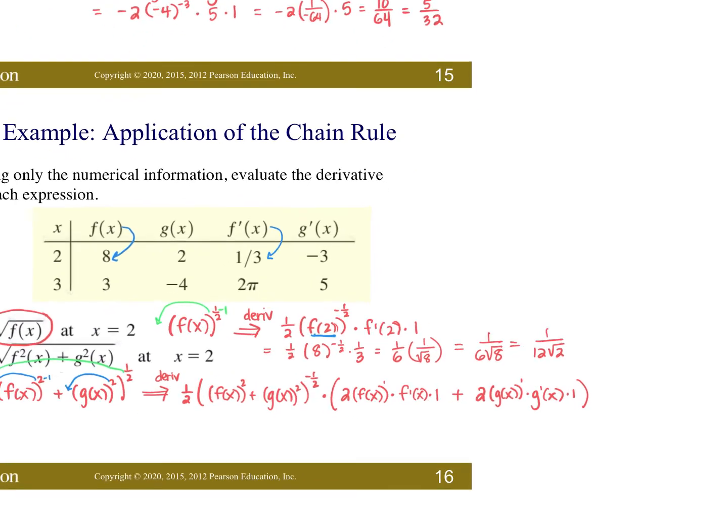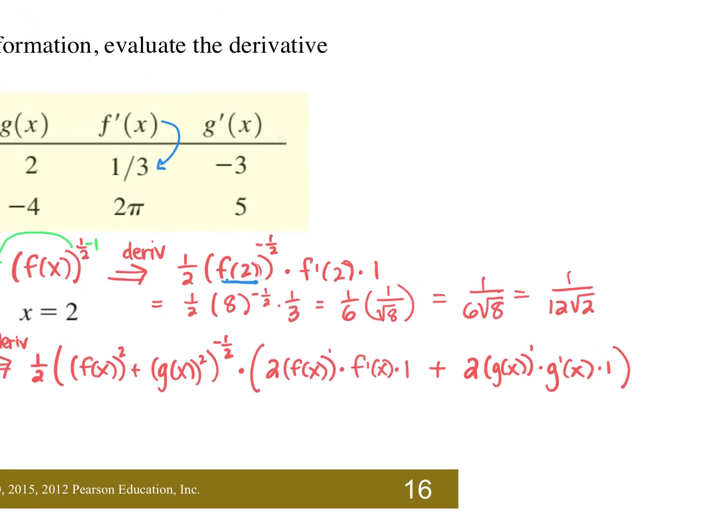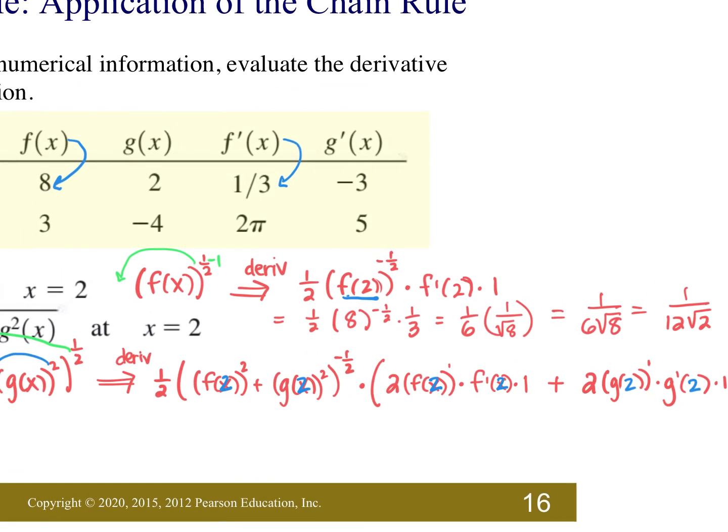Now you can use the table. So see, I haven't even touched the table yet. I haven't even looked at it yet. But I want to go back and change all these x's to the value I'm being instructed to use, which is 2. So I want to have a 2 here and here. Here, this is 2, this is 2, and this is 2. And now I can get the values I need from the numerical table.